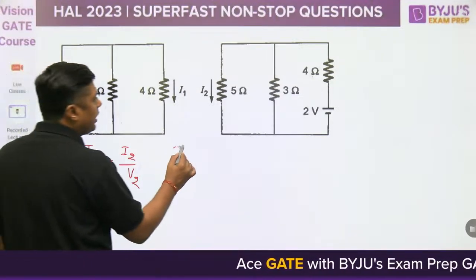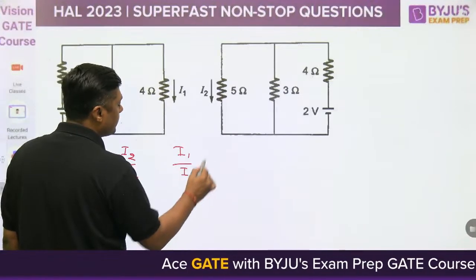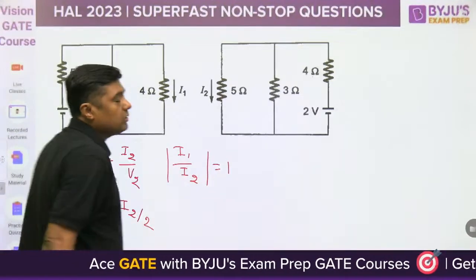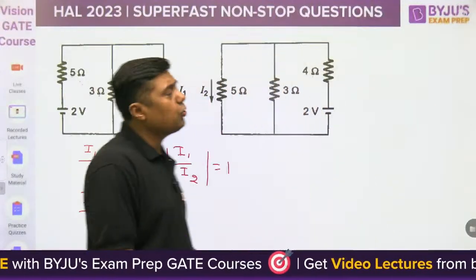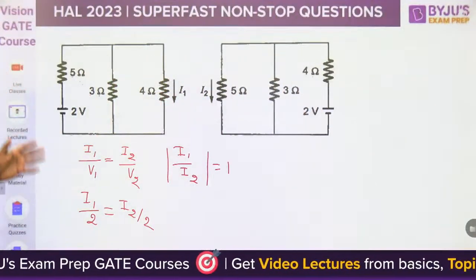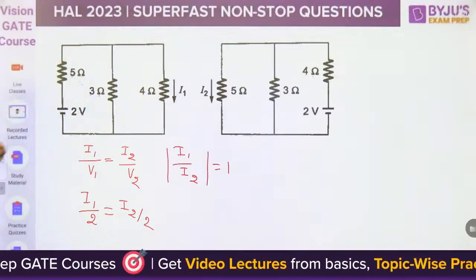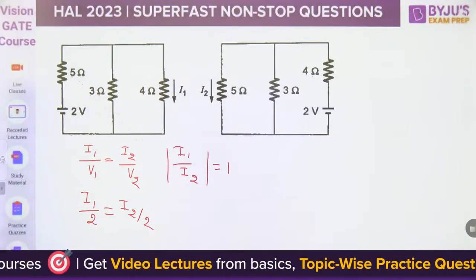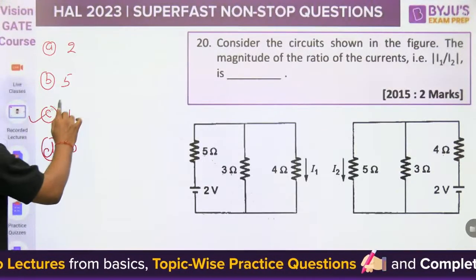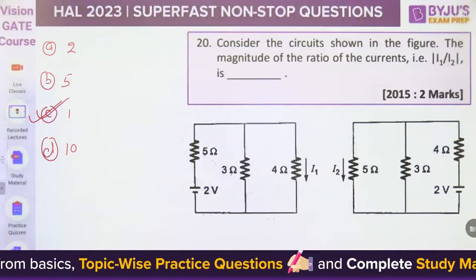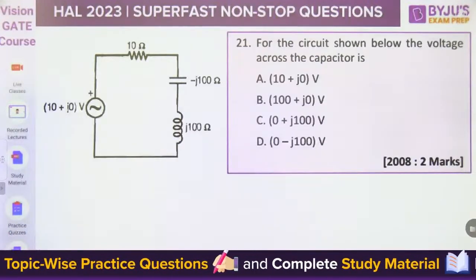So what is I1 by I2 or I2 by I1? It is 1. So we can simply apply the reciprocity theorem and you will get the answer. No need to solve or find the values of I1 and I2. In both cases, we will get the same answer. This is called the reciprocity theorem, and that's why answer C is correct. Now the next question.